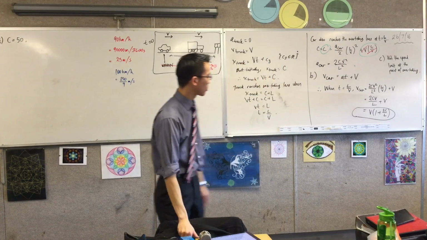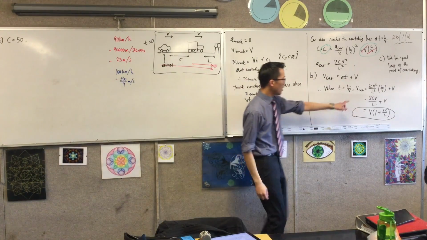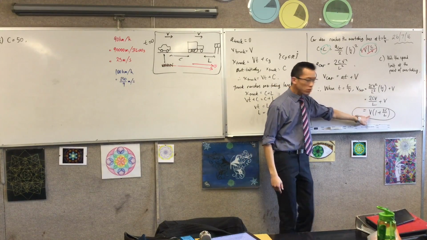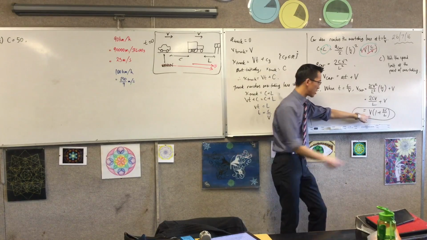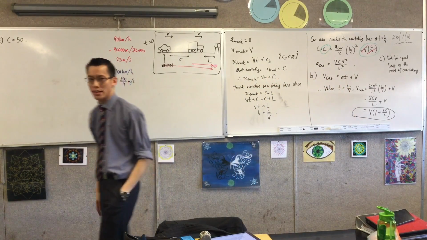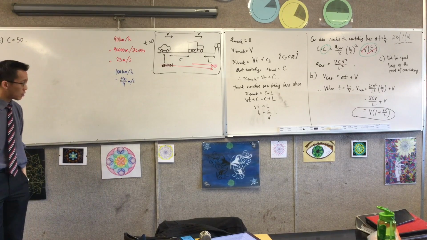I want you to have a look at this equation we've just written down, the velocity of the car. To make this thing as big as possible, have a look down at all of the bits and pieces that go into this expression. Let's take them one by one. Capital V. Can we change capital V? No, we can't. It's constant.